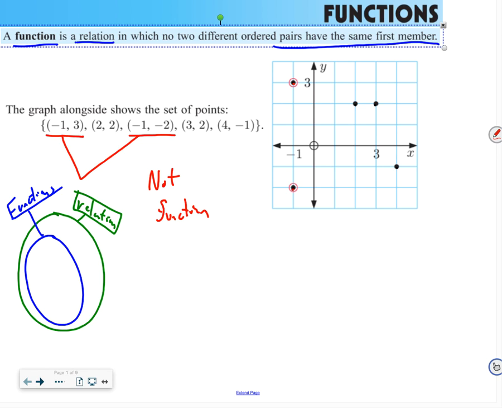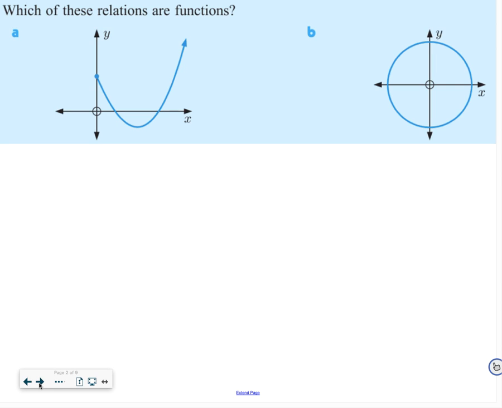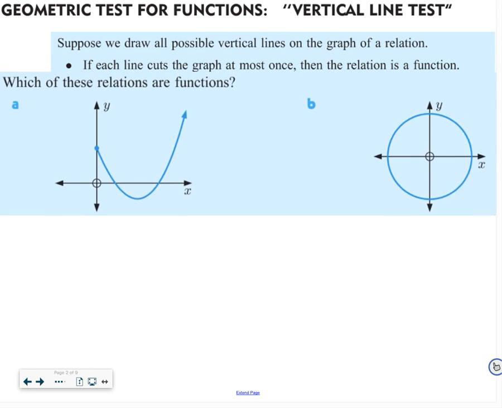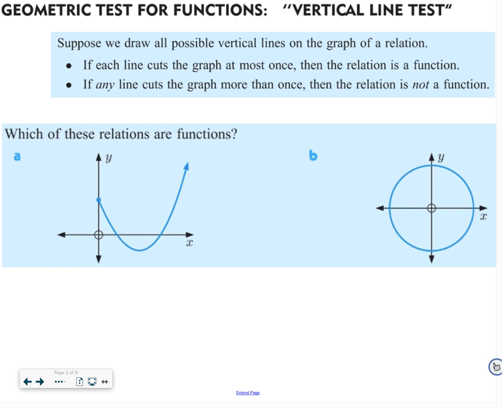Okay? So, which of these is a function? What we're going to talk about is the vertical line test. Suppose we draw all possible vertical lines on the graph of a relation. If each line cuts the graph at most once, then the relation is a function. If any line cuts the graph more than once, then the relationship is not a function.